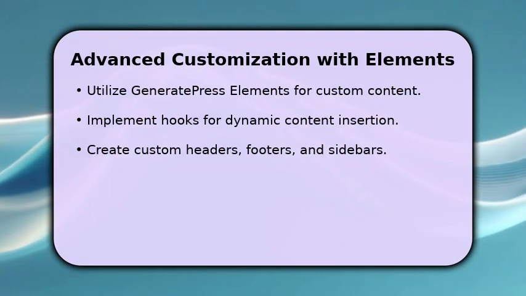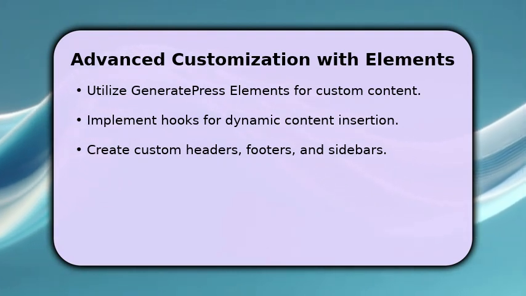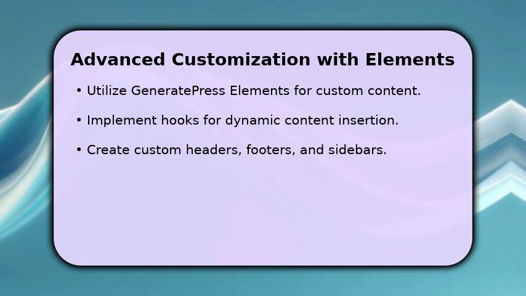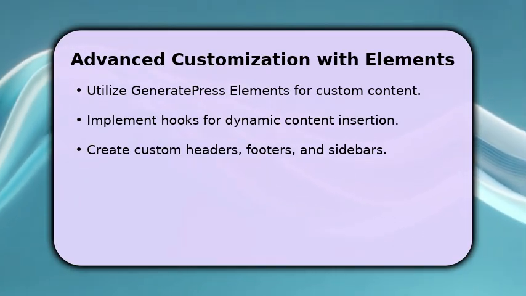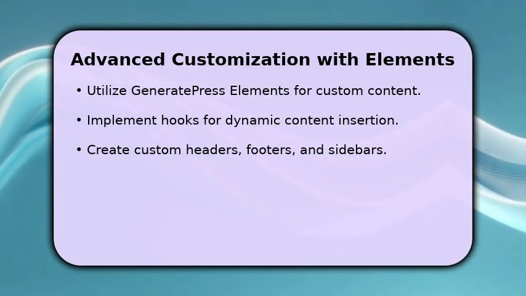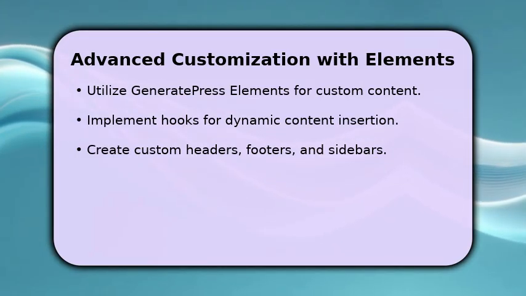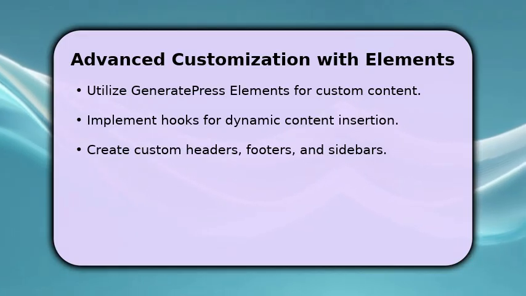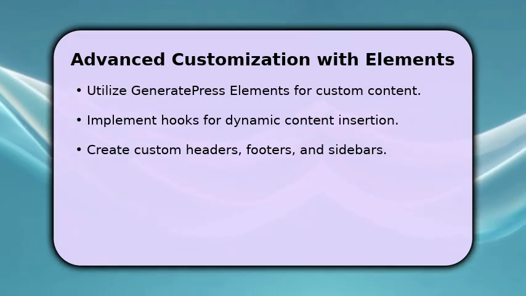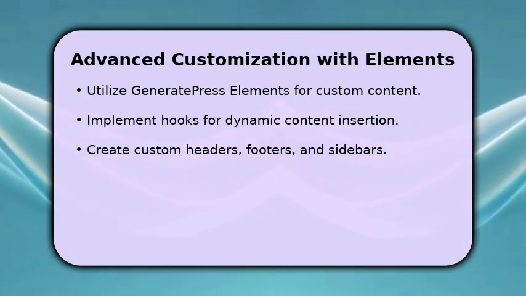Finally, for more advanced customization, explore GeneratePress Elements. This powerful module allows you to create custom layouts, headers, footers, and sidebars without writing any code. You can use hooks to insert dynamic content or custom code into specific areas of your theme. For example, you might add a custom call-to-action banner above your main content. Elements provide incredible flexibility, transforming your website into a truly unique and highly functional platform.